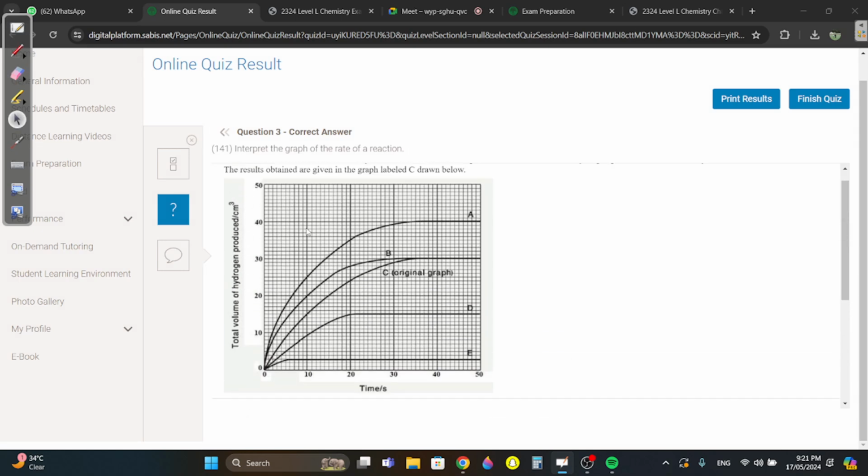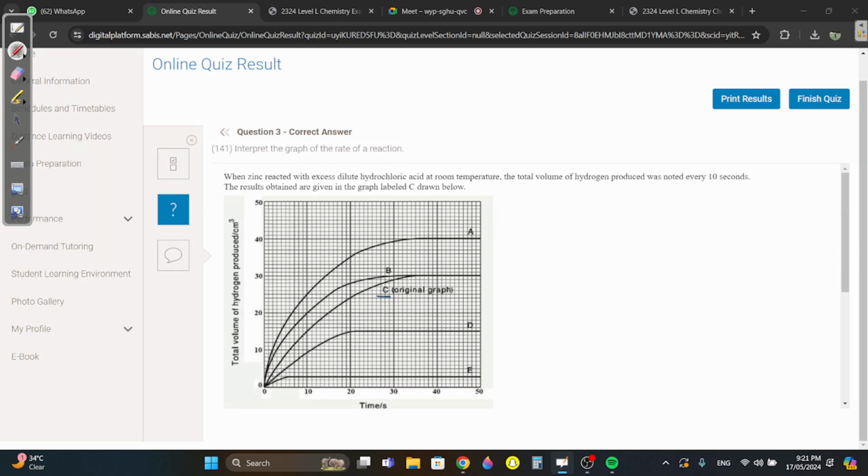So let's take a look here. C was my original one, and if it's warmer, it's going to have the same end product. You see how they're at the same line at the end, but B was quicker to reach that product. You see, it reached higher amounts faster.